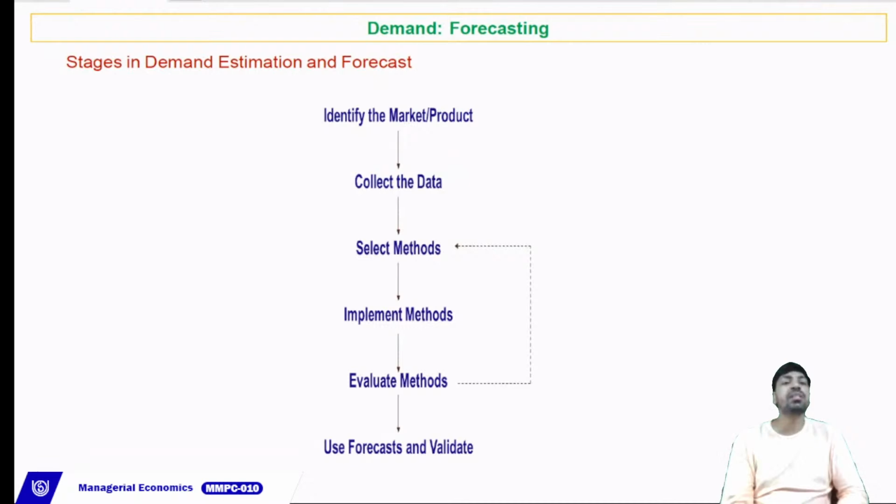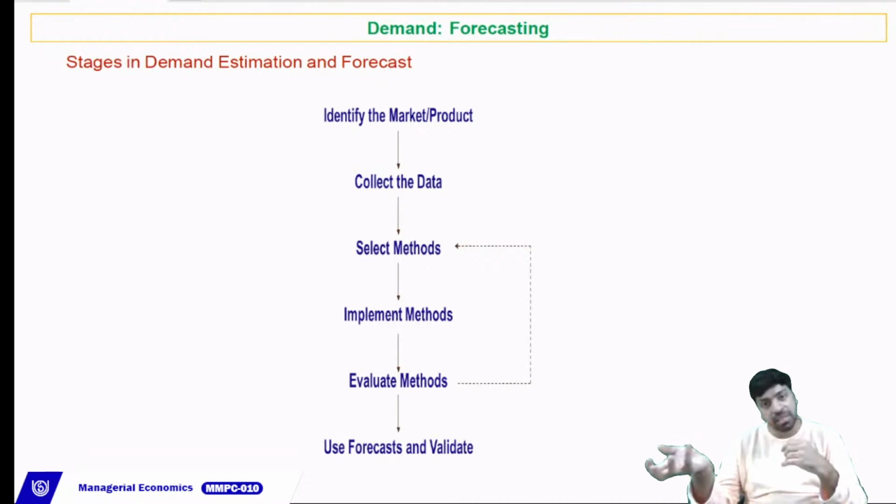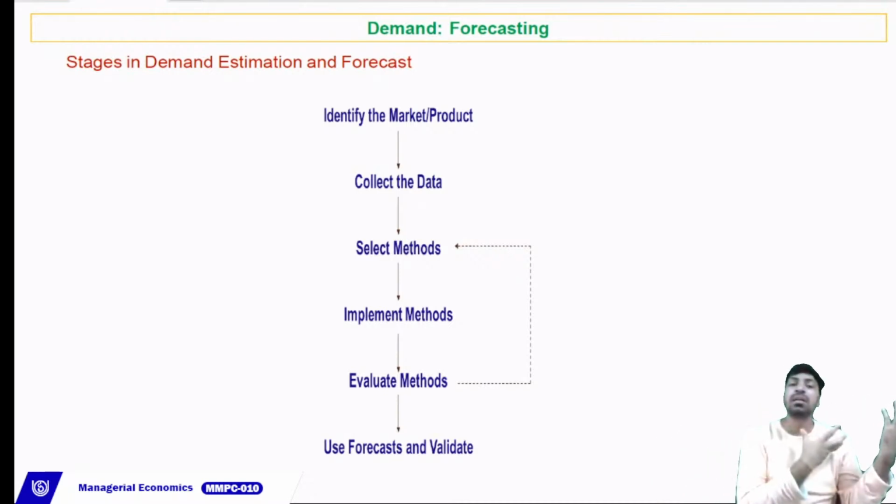These are the stages of how to estimate or forecast demand. First, identify the market you want, or identify the product as well. It could be a perfect market, a monopoly market, a monopolistic market, or an imperfect market. Once you identify the market, collect the data of that market.